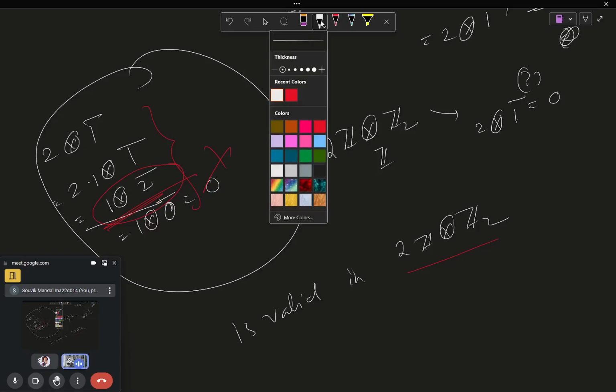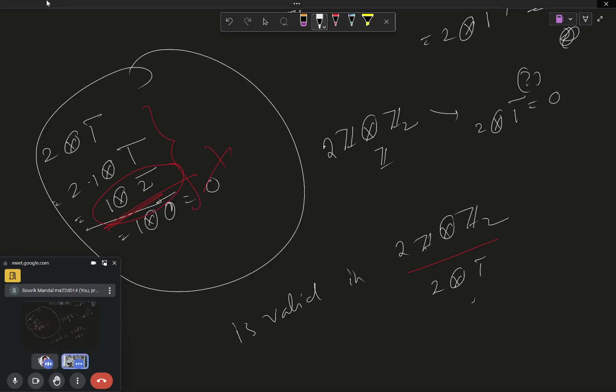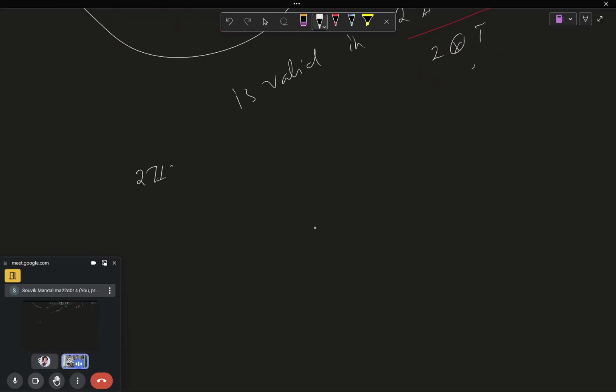So in 2Z tensor Z2, if you wish to determine whether the element 2 tensor 1 bar is 0 or not, for that also you need to use that property. How to use it? We will make some map from 2Z tensor Z2 to Z2, and we will see that under this map 2 tensor 1 bar goes to some non-zero element. If we can show that, then 2 tensor 1 bar is a non-zero element in 2Z tensor Z2. Do you understand what we are trying to do?